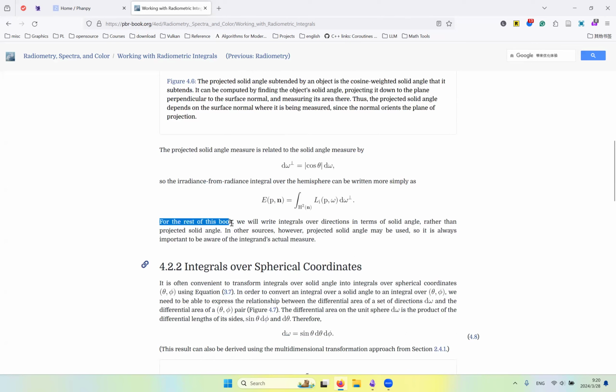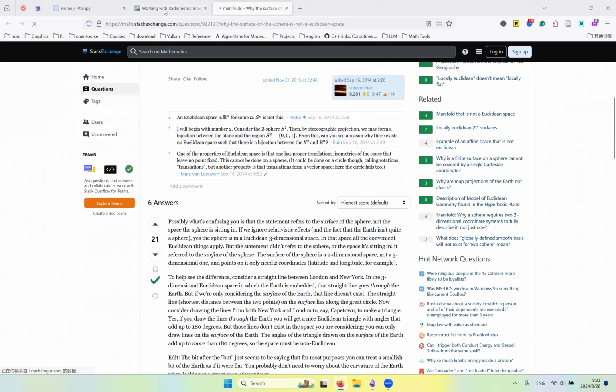Well, for the rest of the book, we will still use integrals in terms of solid angle, so not this. Yeah, I guess this notation is just not that common. But it may be used, and when it is used, you need to be aware of what the integrand's actual measure is. I Googled and found this, and it seems like a good answer to our question for later, rather than getting into it right now.